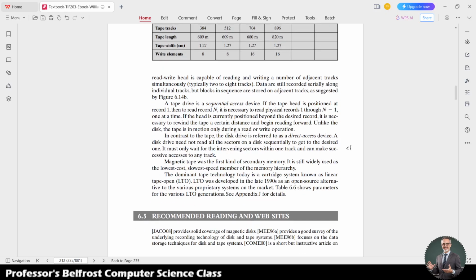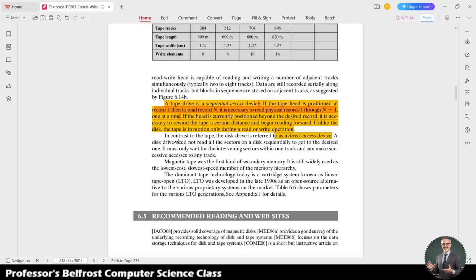A tape drive is a sequential access device. If the tape head is positioned at record 1, then to read record n, it is necessary to read physical records 1 through n minus 1, one at a time. If the head is currently positioned beyond the desired record, it is necessary to rewind the tape a certain distance and begin reading forward.